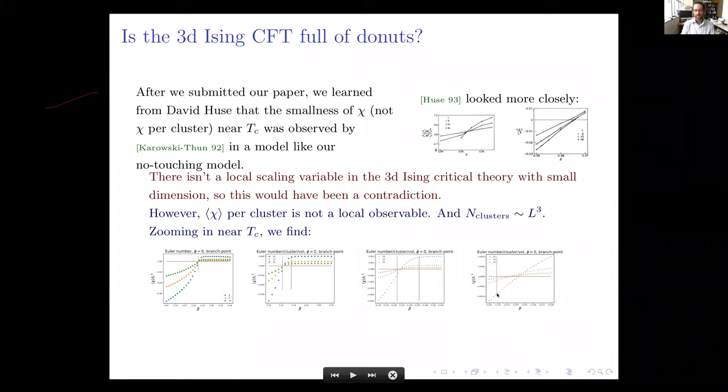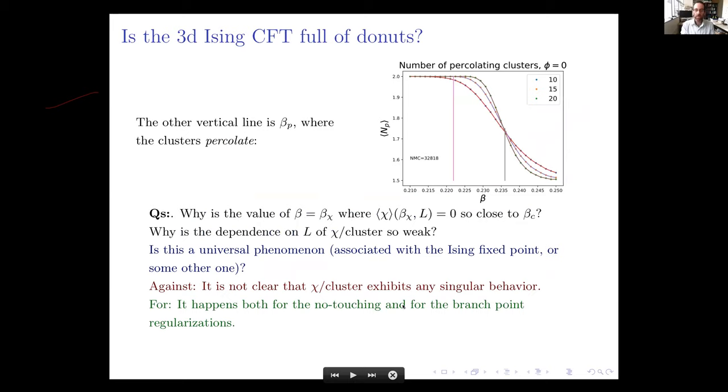So this is our small version of what happened in 1999, right? Previously, we've been trying to explain why the cosmological constant is zero. Now we have to explain why it's small. So it seems like there's a small number in the Ising model, which is either the proximity of this transition to where chi crosses zero to the critical point. A way to think of it is, why is the dependence on the system size of the Euler character per cluster so weak?